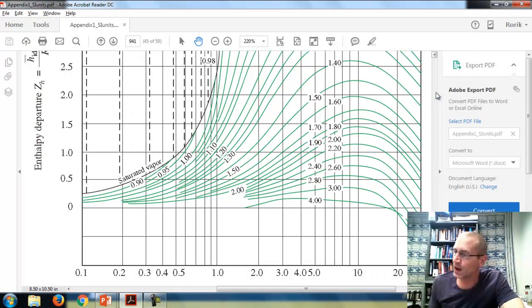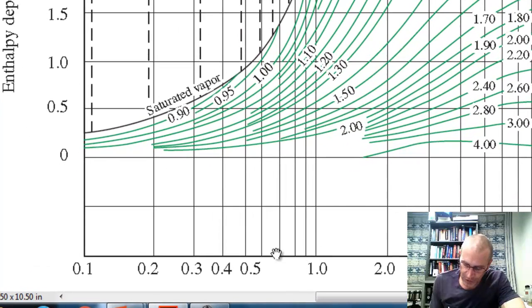And the first thing we had was a reduced pressure of 0.01. And if you look, this only goes to 0.1, and if you look down to 0, that tells me that my departure term at the inlet conditions is effectively 0, which is an ideal gas going in. So my value of ZH1 will be 0. But the outlet, it's a little different.